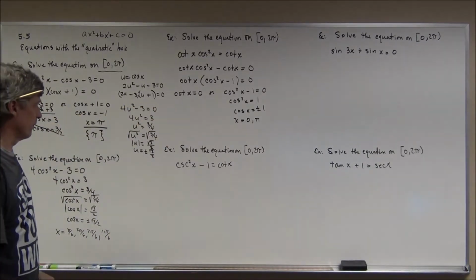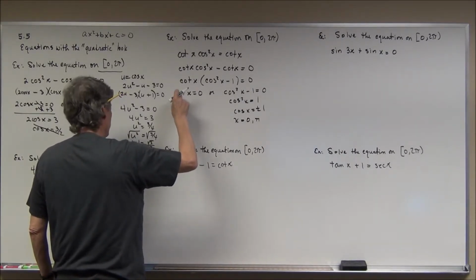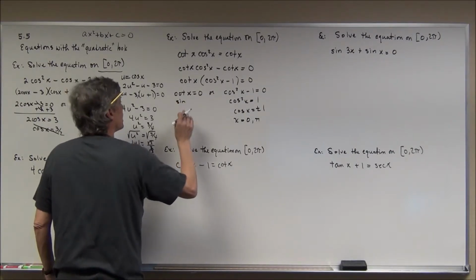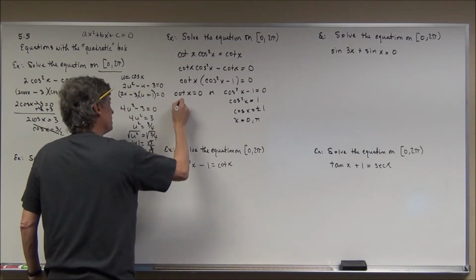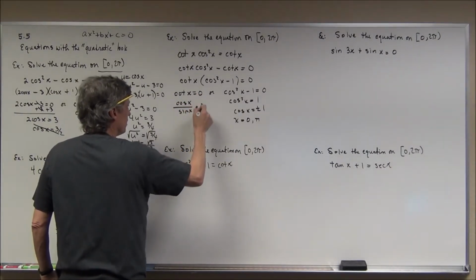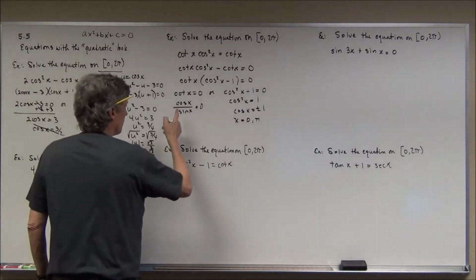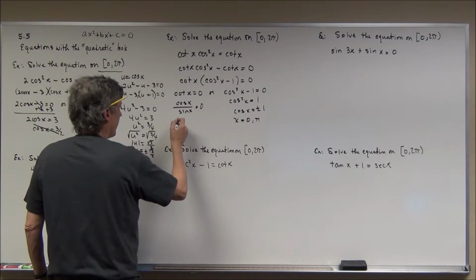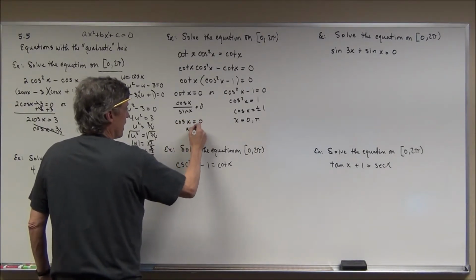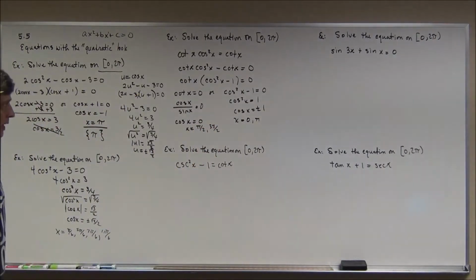When is the cotangent of x equal to 0? Well, remember, cotangent is the cosine of x over the sine of x. And that's equal to 0 when the numerator is equal to 0. Well, when is the numerator equal to 0? Well, the numerator is equal to 0 at pi over 2 and 3 pi over 2. And it looks like I have 4 answers here.